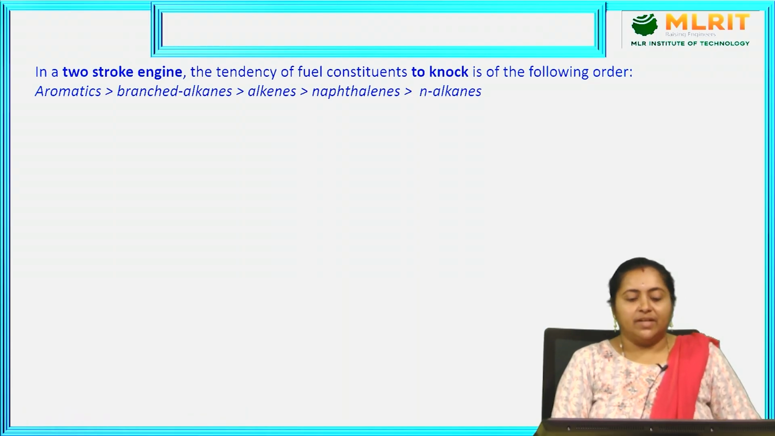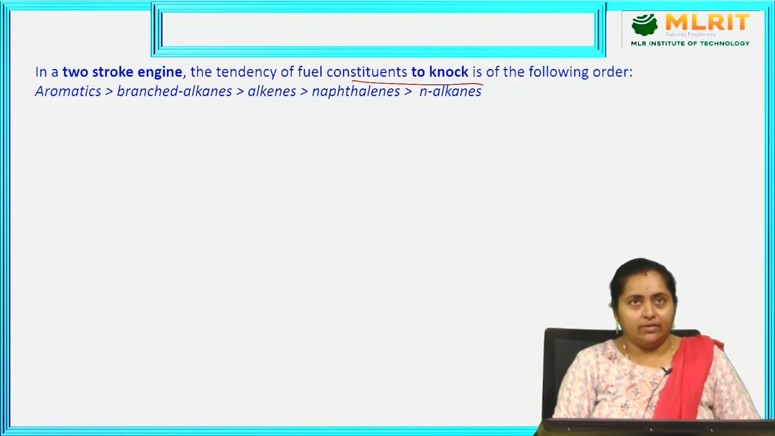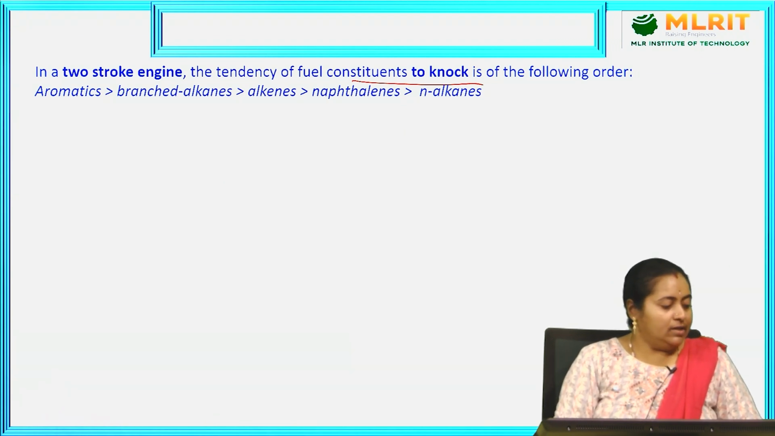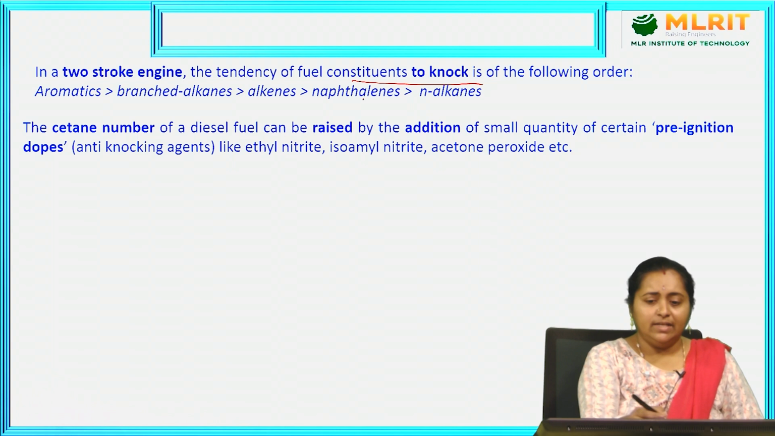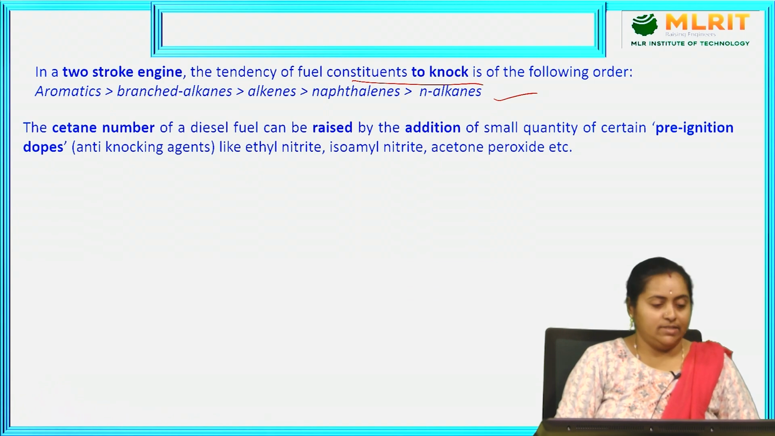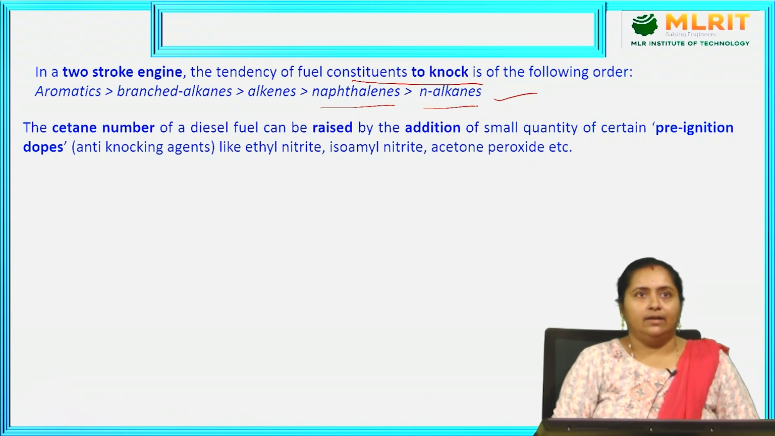So this is the tendency of the fuel constituents to be involved in the knocking process for diesel based ICEs. That order will be in this case: aromatics are greater than branched alkanes, which are greater than alkenes, which are greater than naphthalenes, which are greater than alkanes. This is the order of preference, or we can say the tendency of the fuel constituents to be involved in knocking in the case of diesel based ICEs.